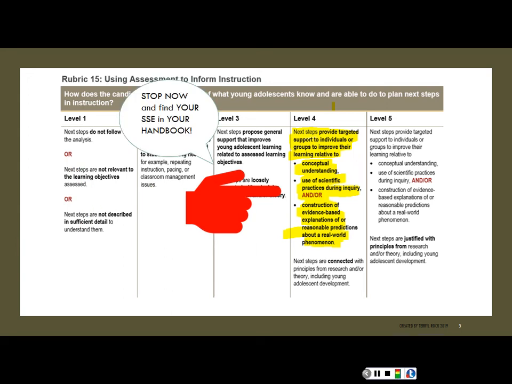SSE is in rubric 15, and you have to keep that in mind at the beginning of task 3. You're still not away from that. The SSE is the foundation of the entire EdTPA. So you've got to make sure that you're assessing it. How much you assess depends on what your rubric 15 says.